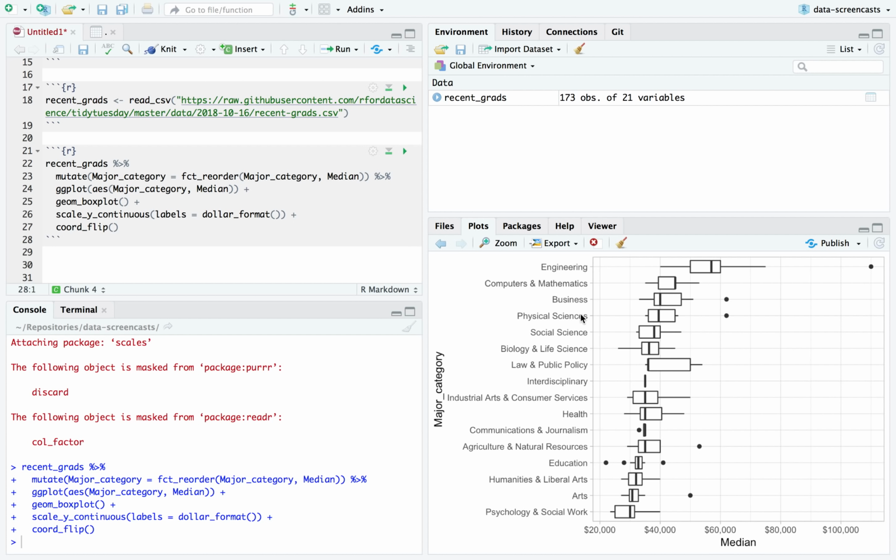STEM is at the top. STEM and business: engineering, computers, business, physical science, social science, life science. All the sciences, I think, are near the top. Generally, we see a spectrum from STEM to liberal arts. So that would be one of the early conclusions I would make. This is already a pretty solid graph in terms of final conclusions we could draw.